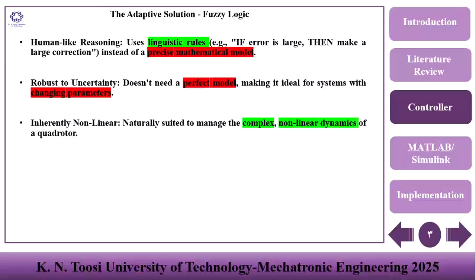Instead of relying on a precise mathematical model, fuzzy logic uses linguistic rules such as: if the error is large, then apply a large correction. This makes it robust against uncertainties and changes in system parameters. Since fuzzy logic is inherently nonlinear, it's well suited to handle the complex dynamics of quadrotors.